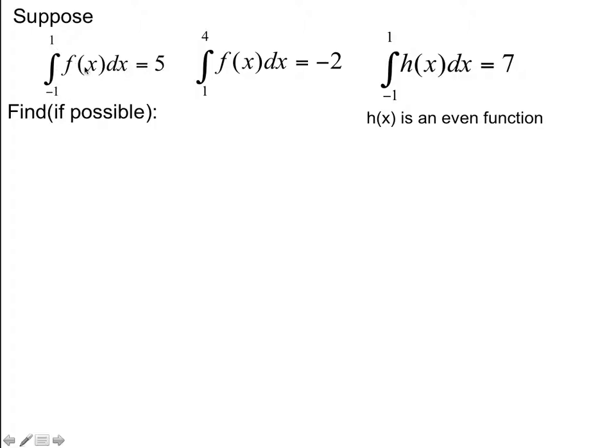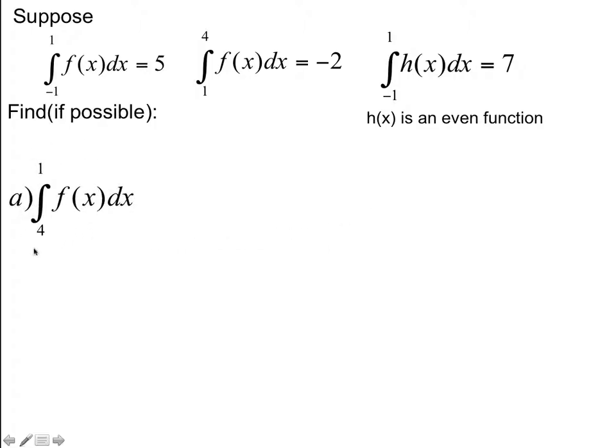And when we accumulate that region, we find it's equal to 5. And then if we go from 1 to 4 under the same function, between the function and the axis, we get this region of -2. And then if we have a different function that also goes from -1 to 1, so the same bounds as this, underneath that function is 7. So let's try some of these properties here.